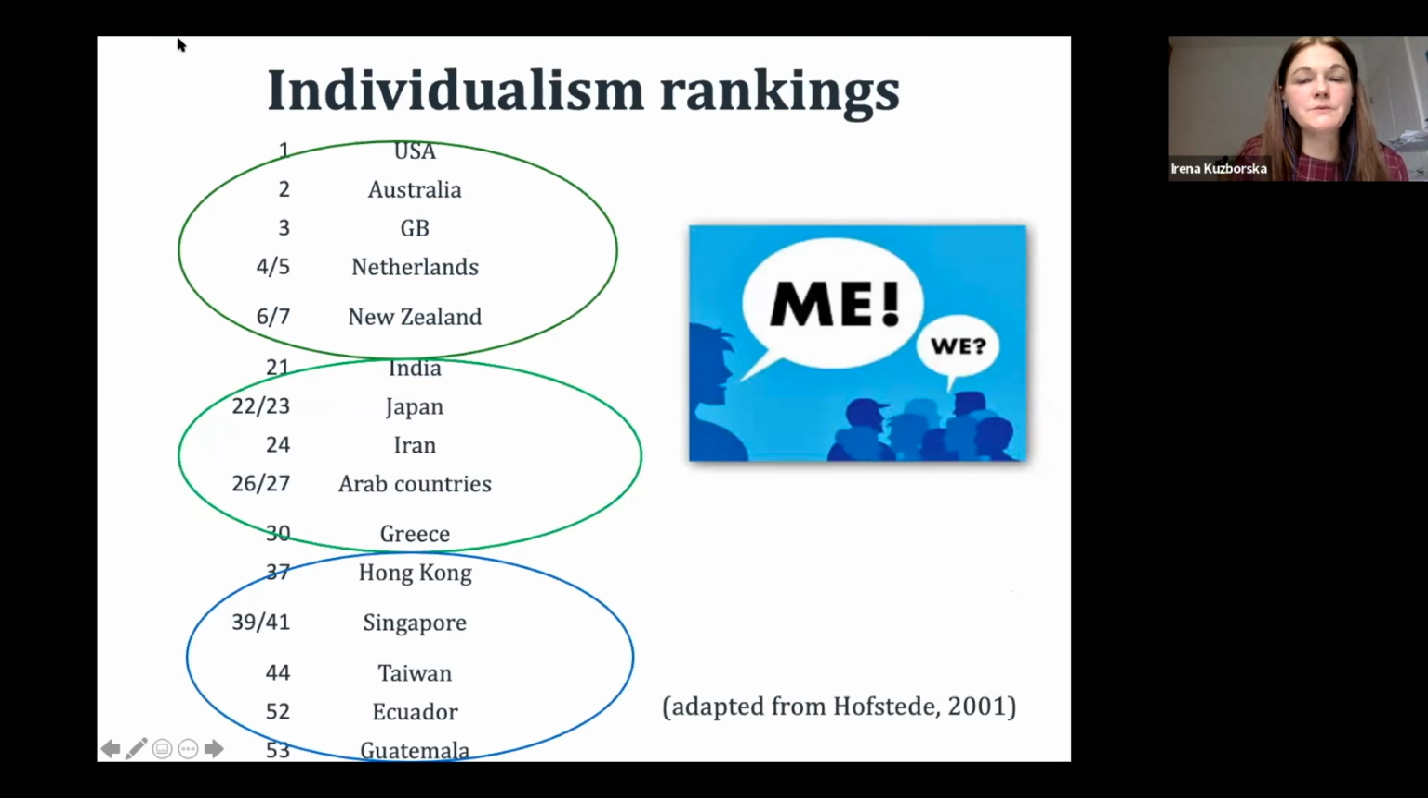Now, looking at the countries, at the top we can see the individualistic ones: the USA, Australia, Great Britain, Netherlands, New Zealand, very individualistic countries. Here, Hong Kong, Singapore, Taiwan, Ecuador, Guatemala are more collectivist cultures. Again, we need to be careful about these categorizations, because nowadays, especially in workplaces, there is a lot of group work and teamwork going on, because we appreciate the value of team working as well.